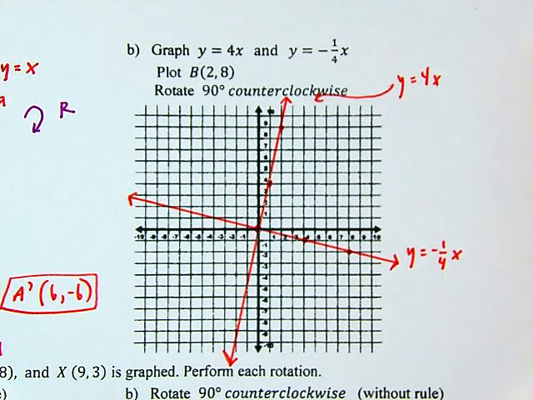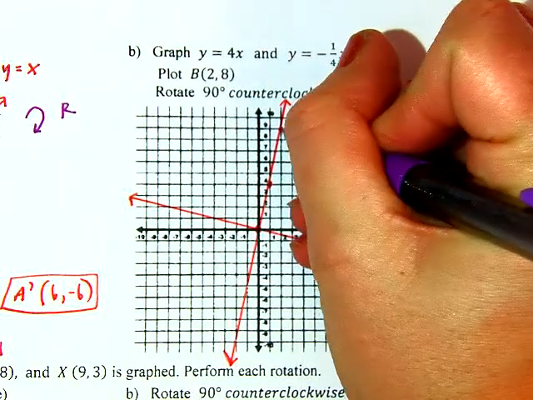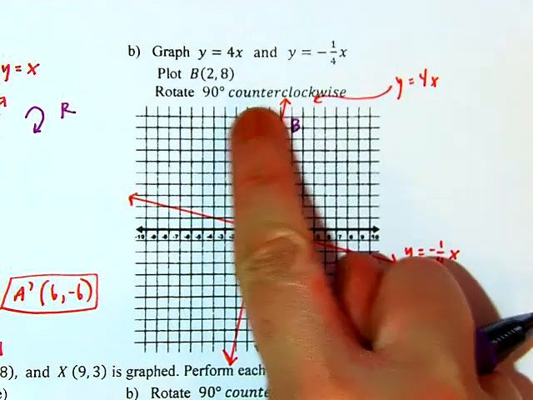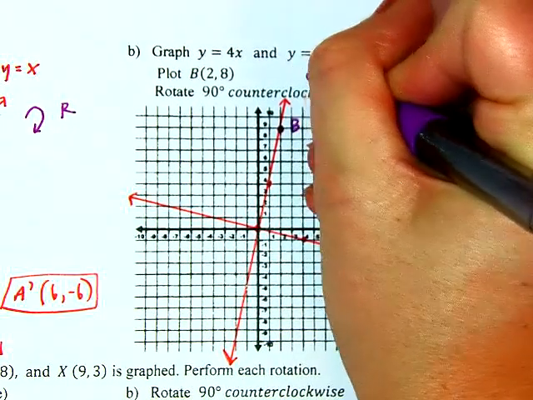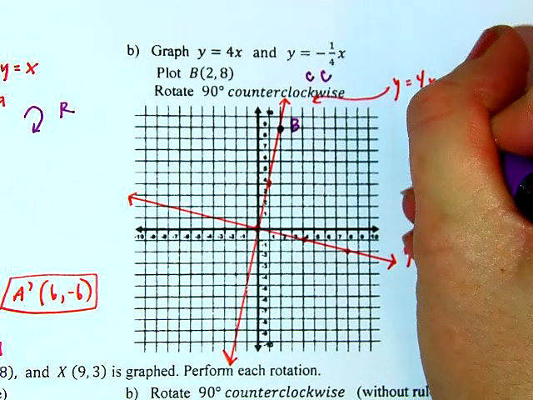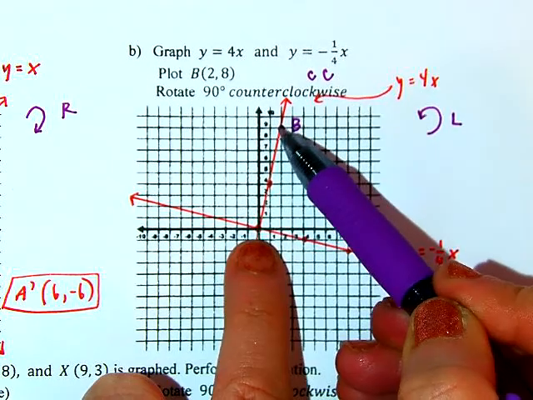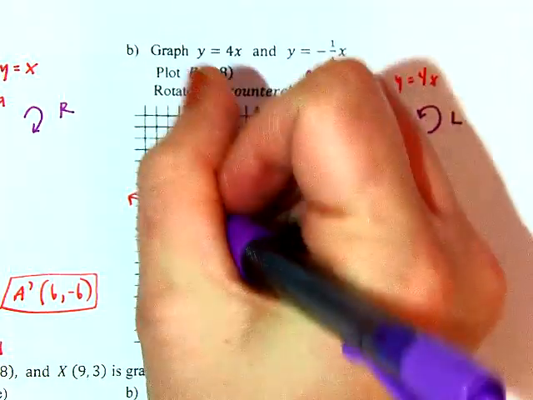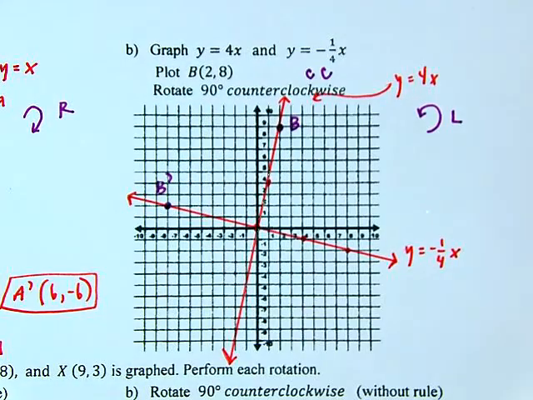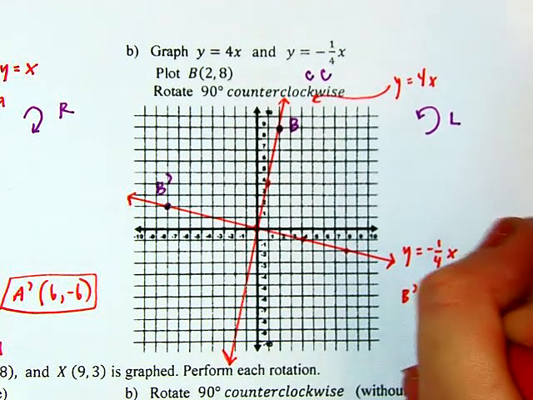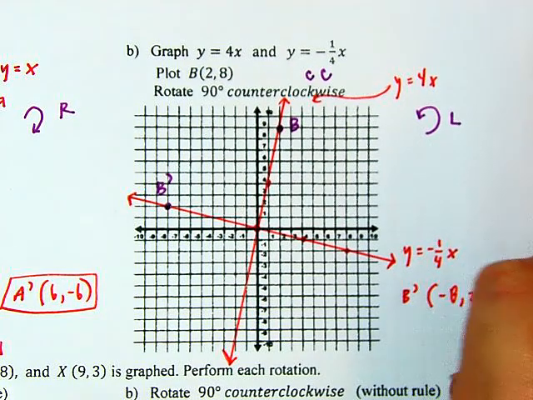All right, so now we're going to plot point B at 2, 8. So right here, there's my B, but I want to rotate it counterclockwise, so against the clock. I usually show a little double C like that. So I'm making everything go to the left this time. So I can see that this point will rotate into this position right here. So here would be my B prime. So I can see B's location, right? I can see that B prime is at negative 8, 2.